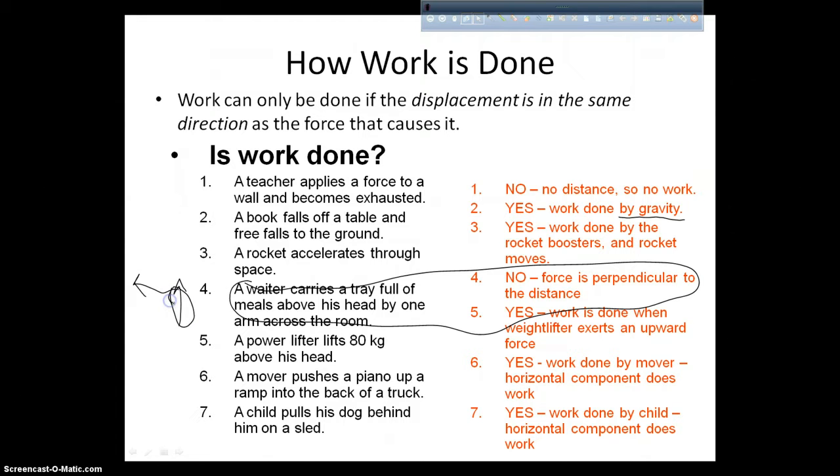There is work done in the problem by your legs. Your legs are what's causing the motion. But you're self-supporting the tray, there's no work done.